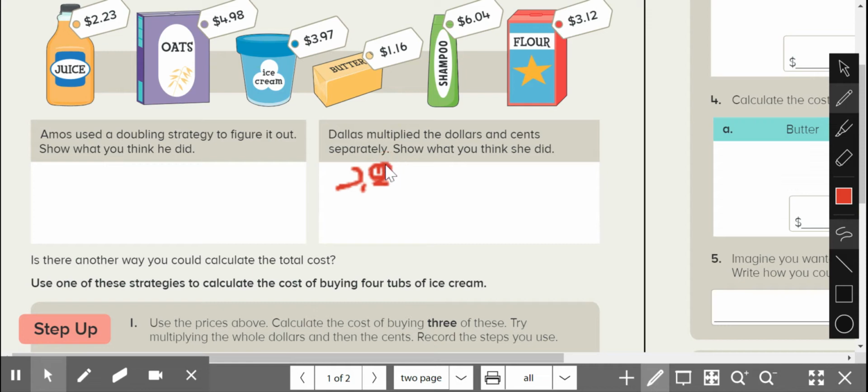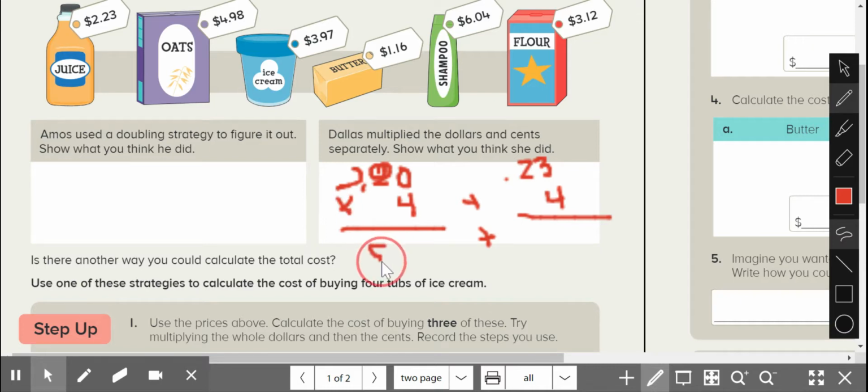$2.23. We're going to separate this out. We've got $2 and we've got 23 cents. Going to take each of those times 4. Then we're going to add our totals together. So 2 times 4 is 8. 23 times 4. I'm thinking of quarters, so I'm going to round up to 25. If I had 4 quarters, that'd be $1, but I have to subtract out 2, 4, 6, 8 cents. So I'm going to subtract 8 cents away from $1. I'm going to have 92 cents. I'm going to add to that, so for a total of $8.92.